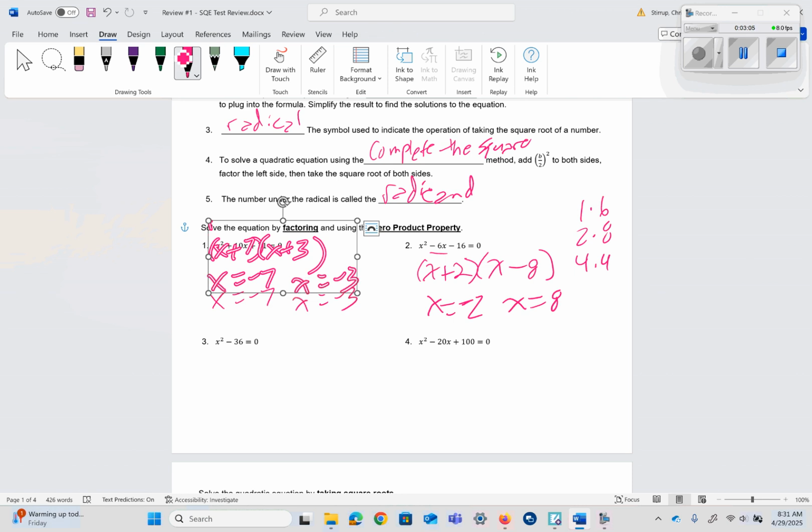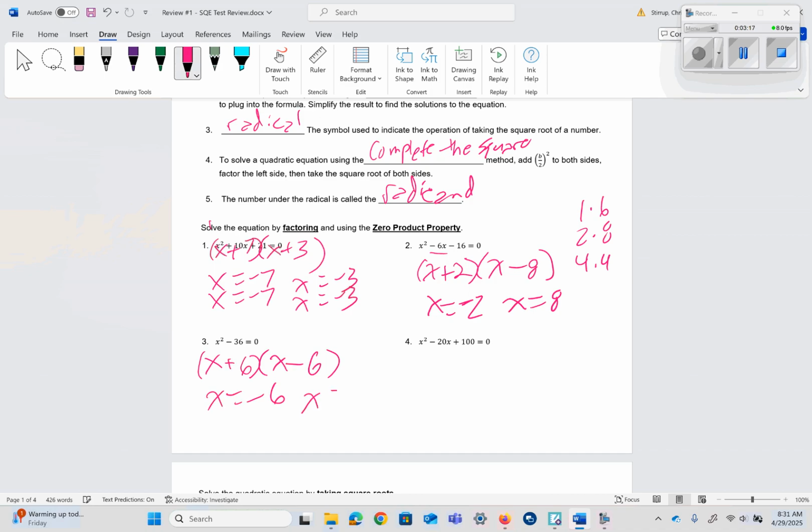All right, this one, because we only have two terms separated by subtraction, they're both perfect squares because x times x is x squared, and 6 times 6 is 36. Make sure you have alternating signs. Set them equal to 0 and solve. So -6 and +6.